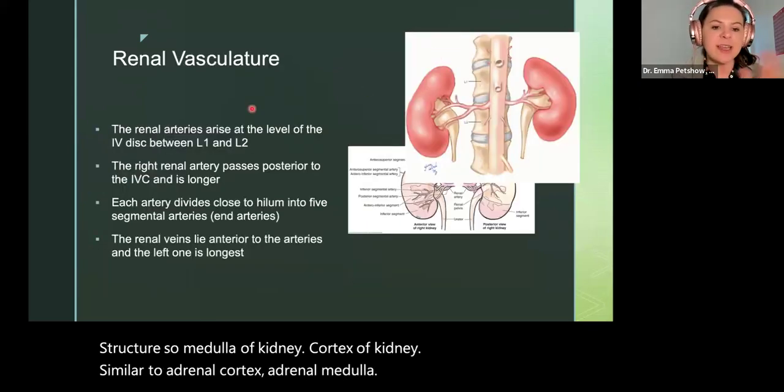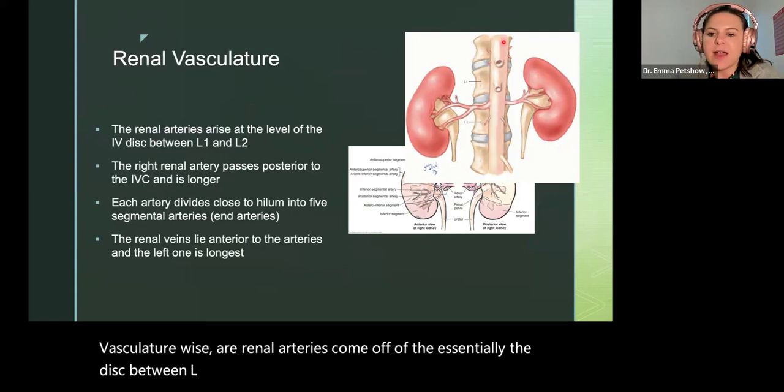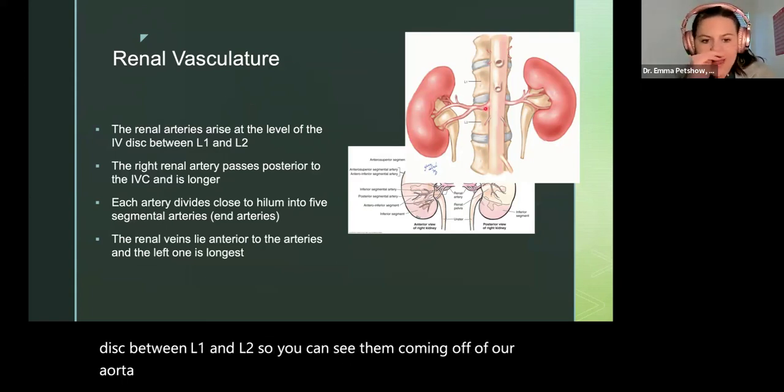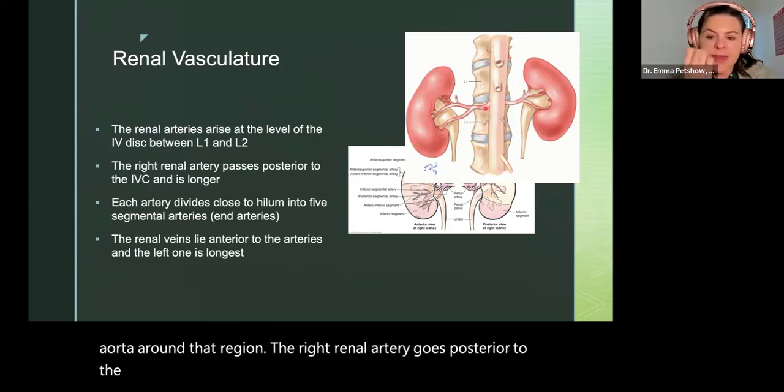Vasculature-wise, our renal arteries come off of essentially the disc between L1 and L2. So you can see them coming off of our aorta around that region. The right renal artery goes posterior to the IVC, therefore it's longer. And then within the hilum, they're dividing multiple times.